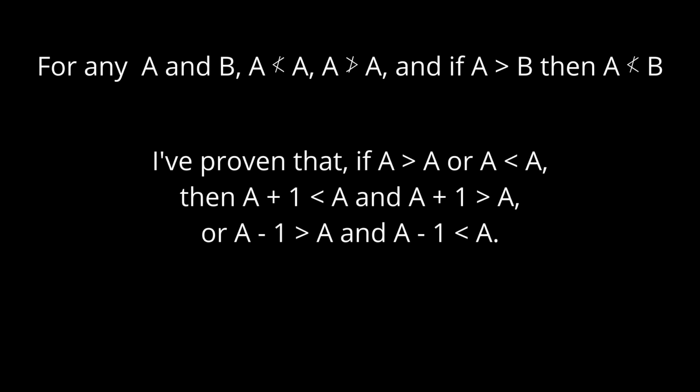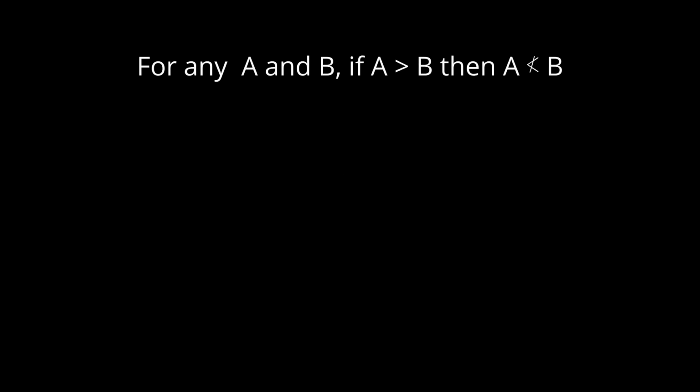If I can prove that no number can be both more and less than another number, I've also proven that a number can't be more or less than itself. As for how to do that, I'll say that some number a is more than some other number b, and then see if it can also be less than b.